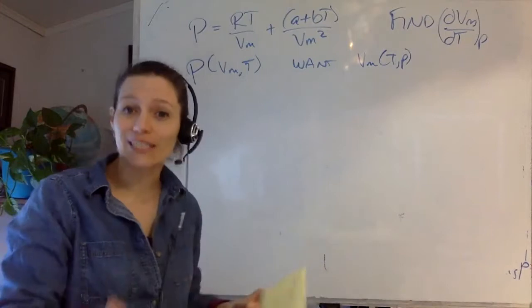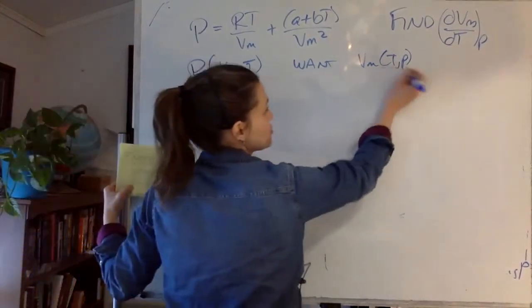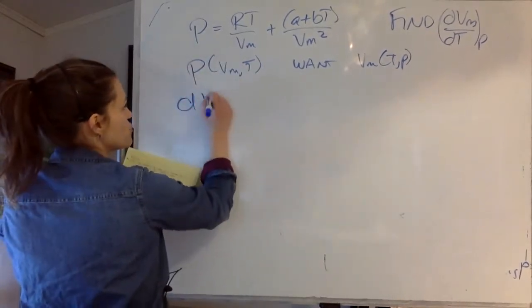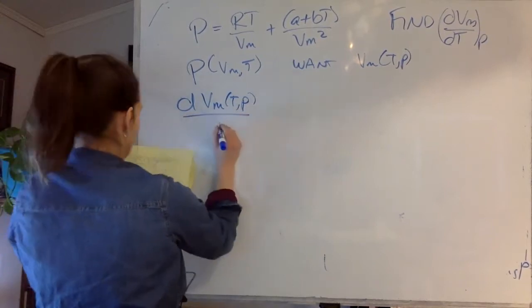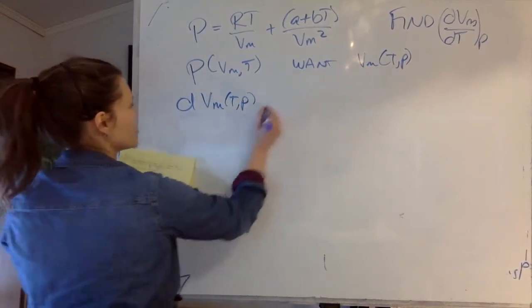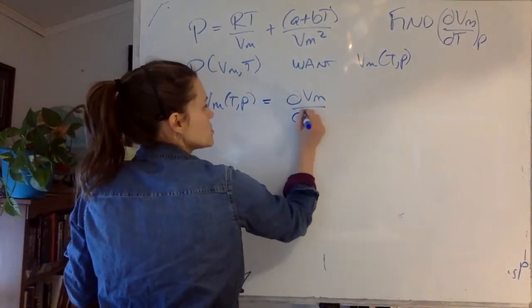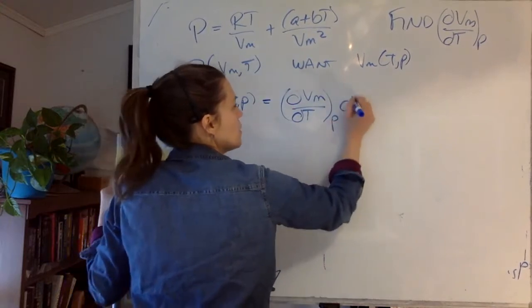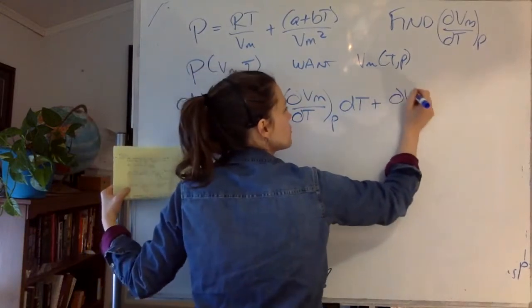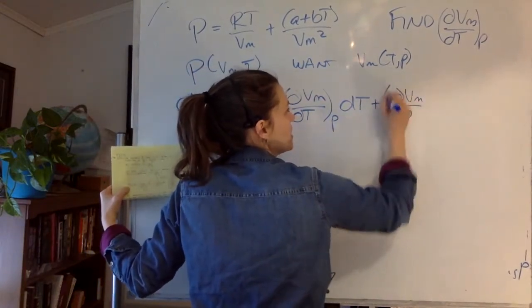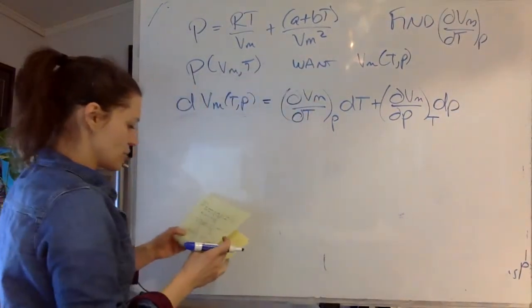Well, we can introduce the exact differential of the volume. So we know that the volume exists as a function of T and P, which means the total differential of the volume, dV, is equal to the partial derivative of V with respect to T at constant P multiplied by the actual change of temperature that occurs, plus the partial derivative of V with respect to P at constant T conditions multiplied by the actual change in the pressure.